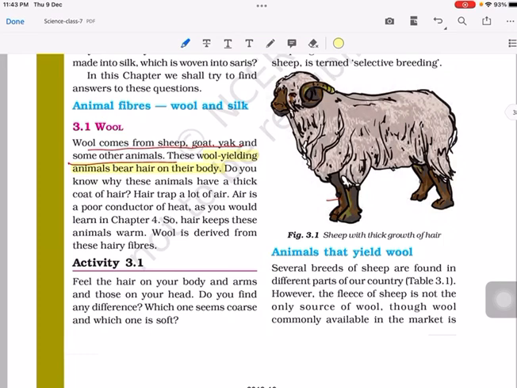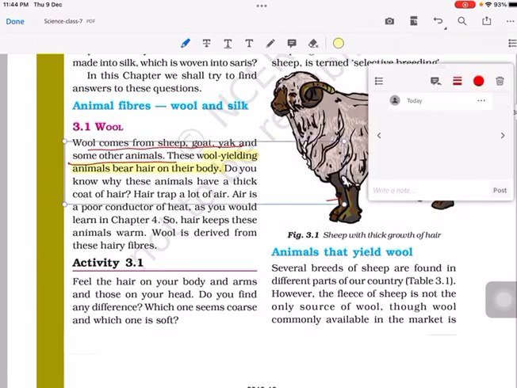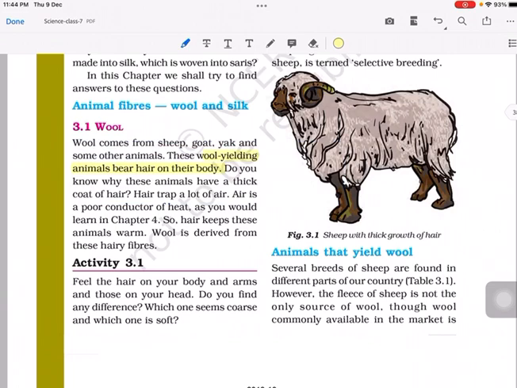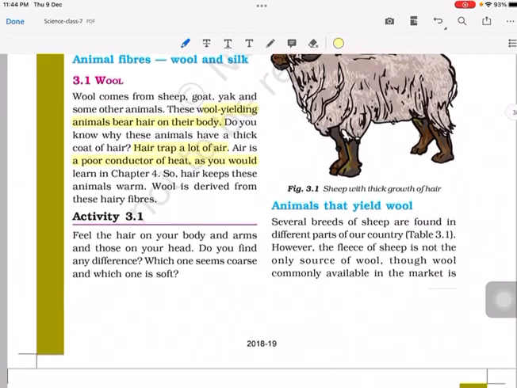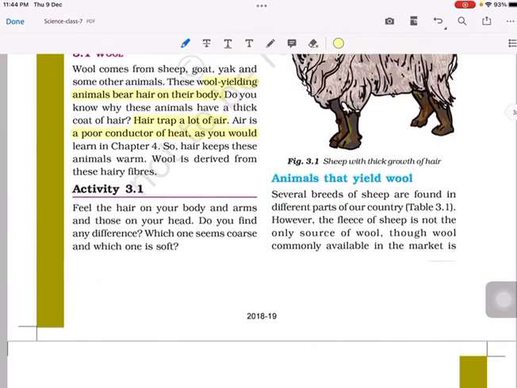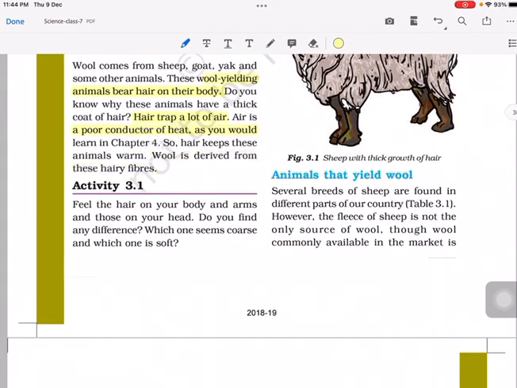Do you know why these animals have a thick coat of layer? Why do these animals have a thick coat? The hair traps a lot of air, and air is a poor conductor of heat. That hair on the skin of the animal protects them from the winters, from the cold weather. So the hair keeps them warm, and wool is derived from these hairy fibers. And when we knit sweaters from that wool, the sweater also protects us from the cold.